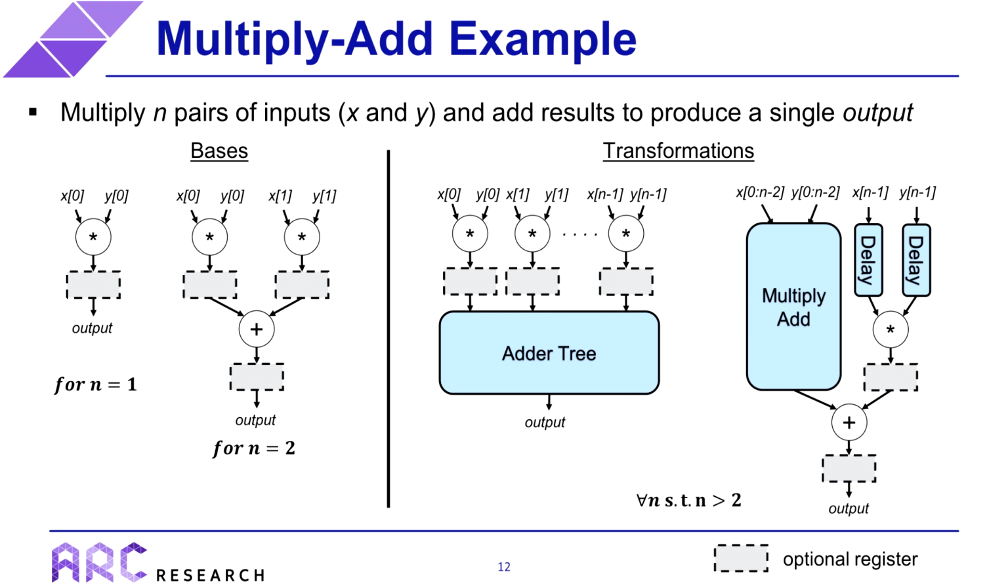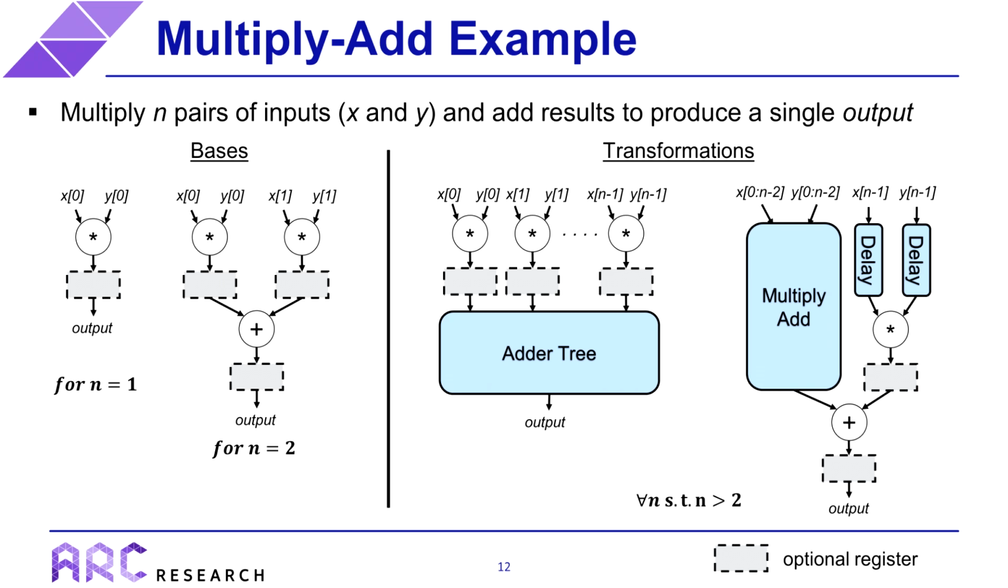For the transformations, we show two possible options on this slide. One is a standard multiply accumulate tree architecture where you first multiply all the pairs of inputs and then use an adder tree to add all the products. So this adder tree would itself be another Elastic IP core with its own exploration options that I won't discuss, but hopefully you can see some of the possibilities there.